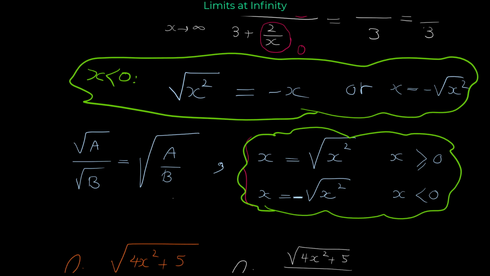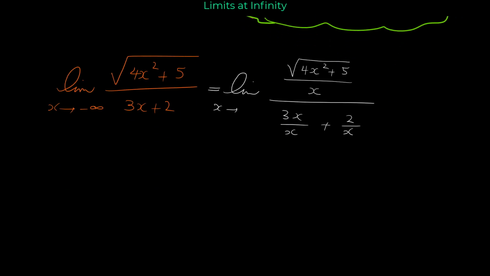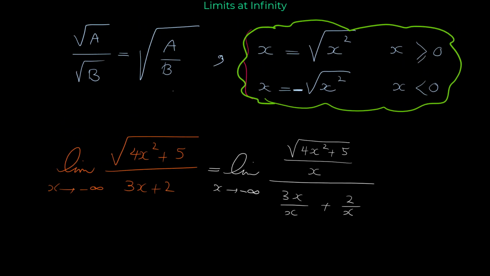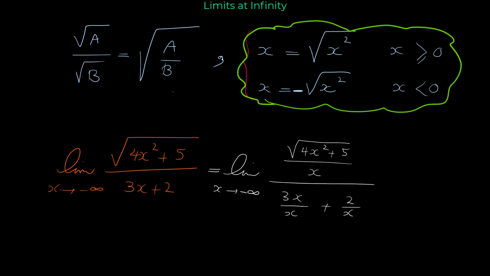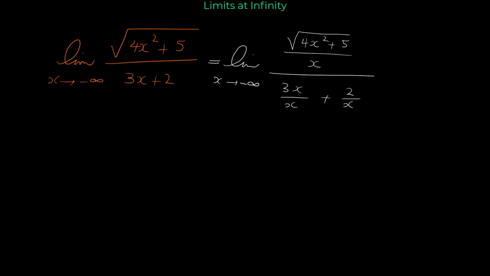Then we have this rule. Now let's get back to our question. Here in this question, x approaches negative infinity. I forgot to put negative here. x approaches negative infinity. So x is not positive, x is negative. So you cannot say x is radical x to the 2. x is negative radical x to the 2. So instead of this x here, you have to replace it with negative radical x to the 2, not like the previous question. So this is really important.